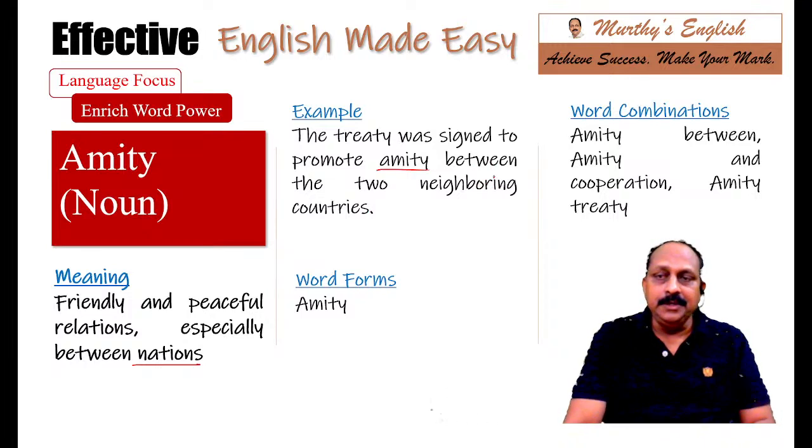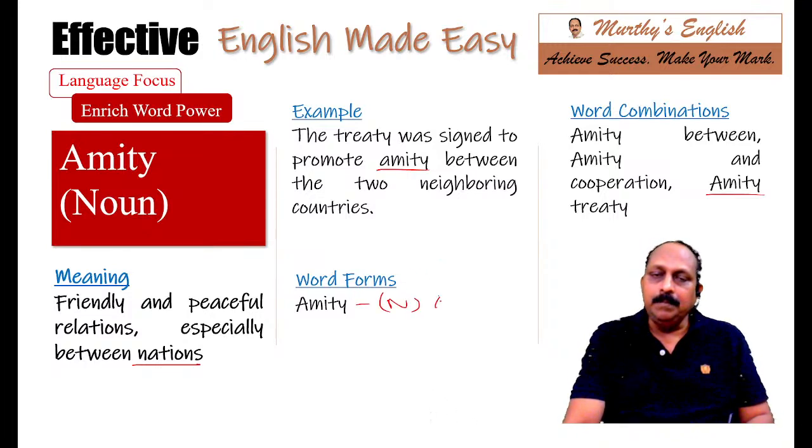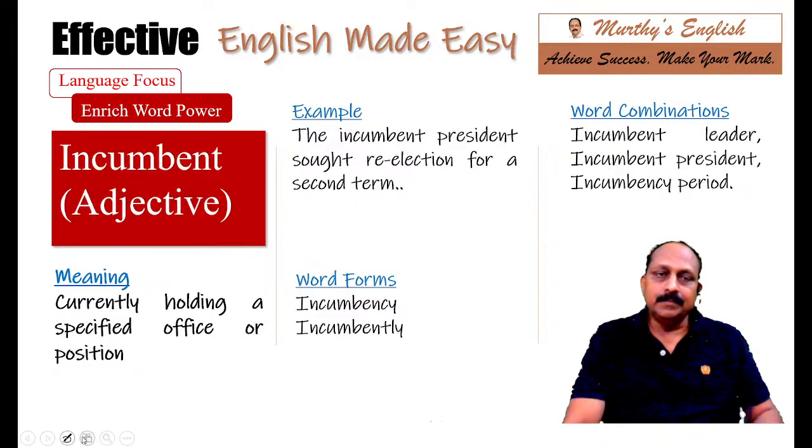What are the word combinations? Amity between two countries, amity and cooperation, friendship and cooperation, amity treaty. Here it has been used as an adjective. So you have to know amity can be a noun, amity can be an adjective. Quickly, you have to grasp that. Amity between, noun; amity and cooperation, noun; amity treaty, it has been used as an adjective.